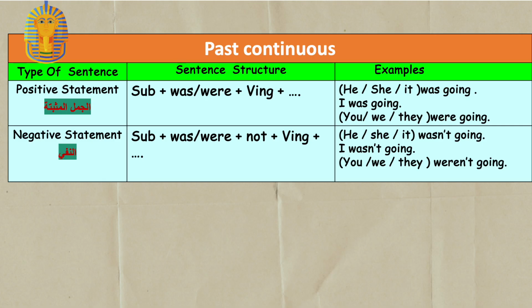How to form a positive statement in the past continuous. In the past continuous, we make the sentence by using the verb be and the ing form of the verb. So we start with subject, was or were, the verb be, plus verb ing and the rest of the sentence. For a negative statement, we start with subject, was or were plus not to make the negative, plus verb ing.